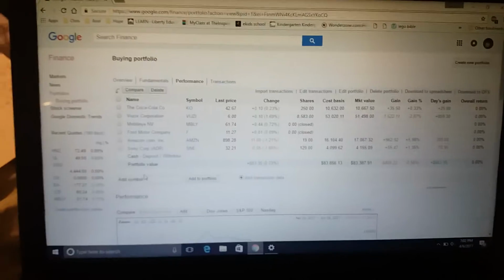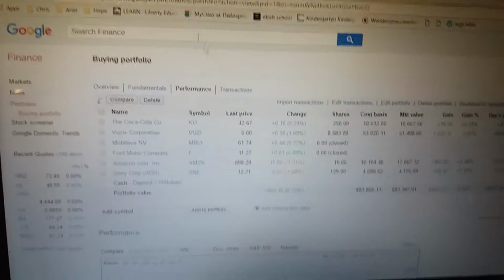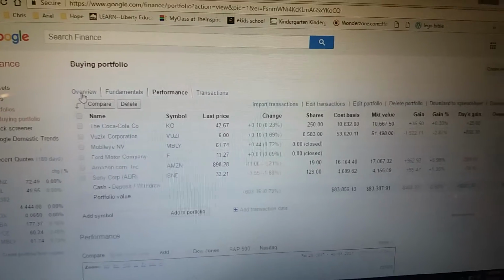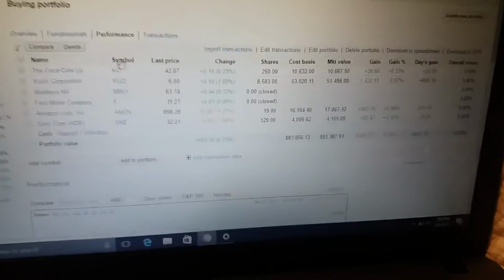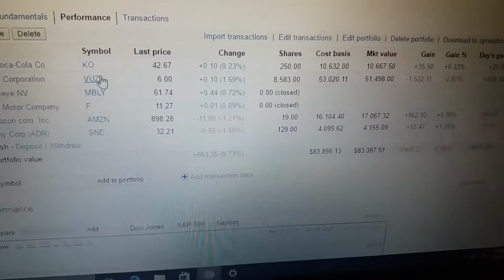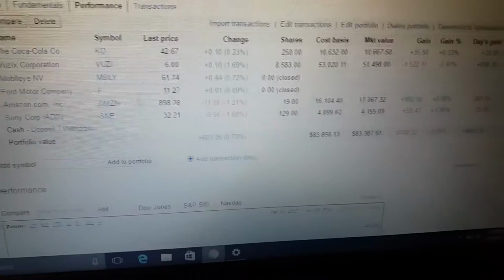And that's done. All right? So hold on to that for a minute. Now what you're going to notice at the top is an overview. You can click that. This is all your stocks right now. These are all of your symbols: Coke, Vuzi, Mobileye, Ford, Amazon, Sony.